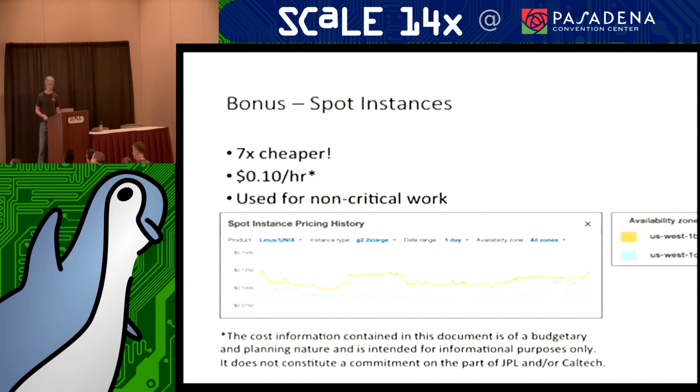But what we use this for is we bid on the 8x large instances for the price of the 2x large instances. So usually we're able to get 4 times the processing power for the same price as the smaller instances. So spot instances have worked out very well for us.